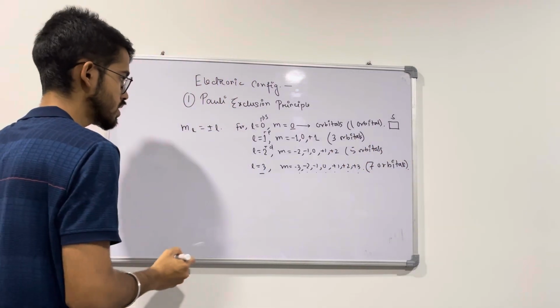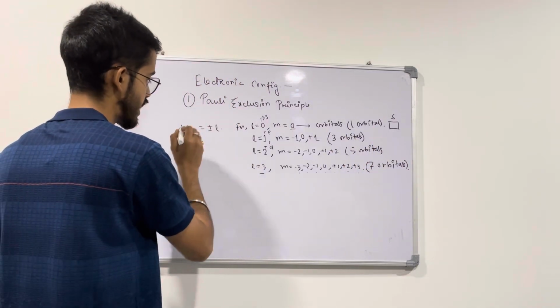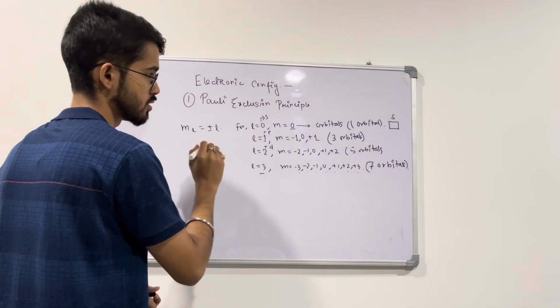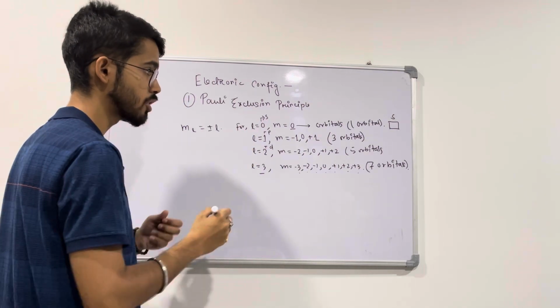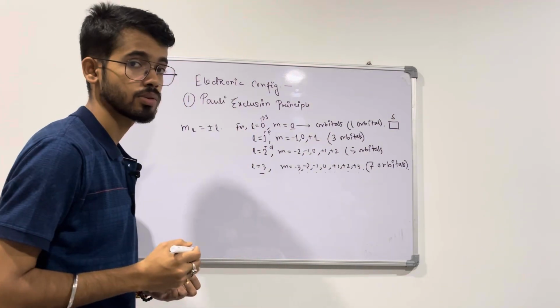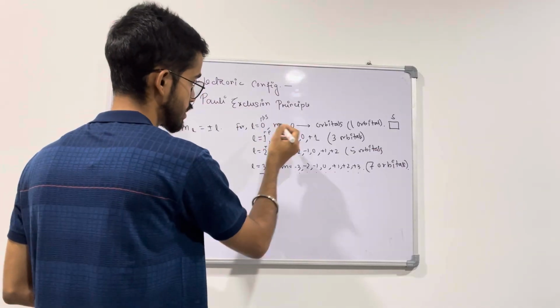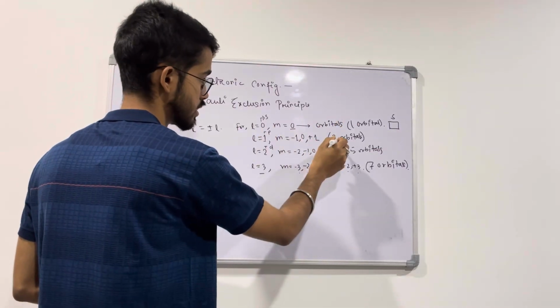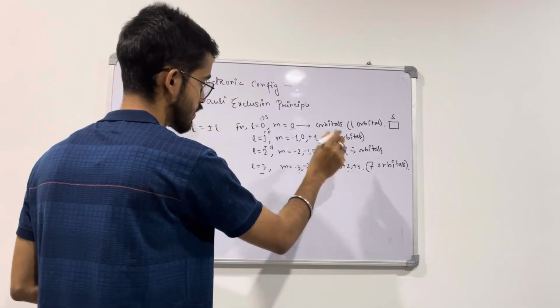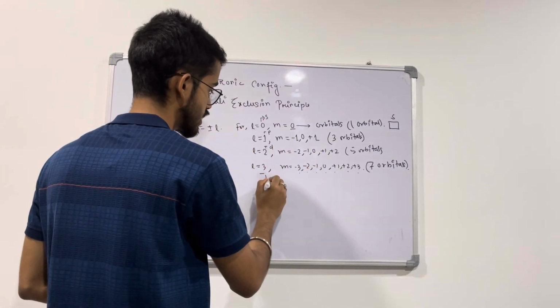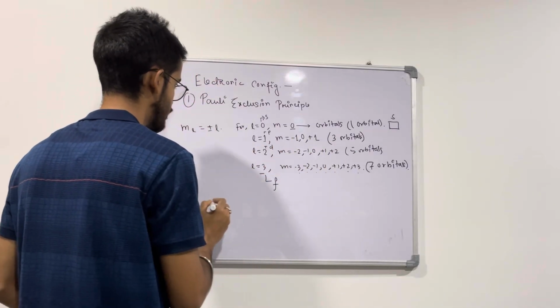So in this way, magnetic quantum number signifies how many orbitals are present in a particular subcell. So in S subcell there is 1 orbital, in P there are 3 orbitals, in D there are 5 orbitals, in F there are 7 orbitals.